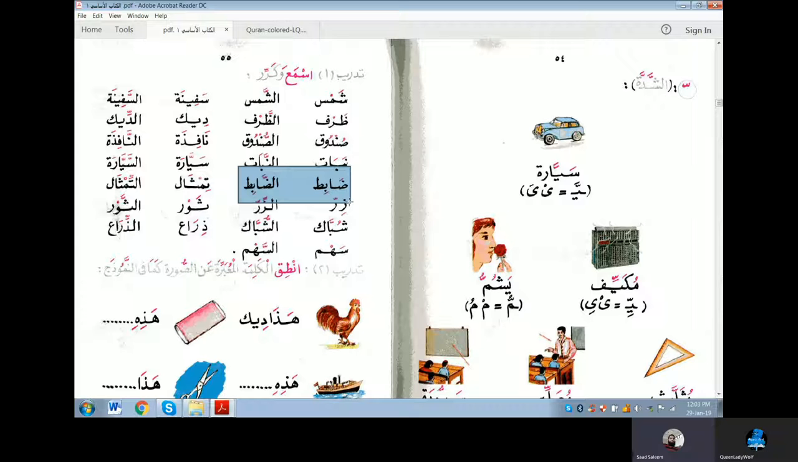Dabitun. Inspector. Dabitun is inspector, and Adabitun is the inspector.